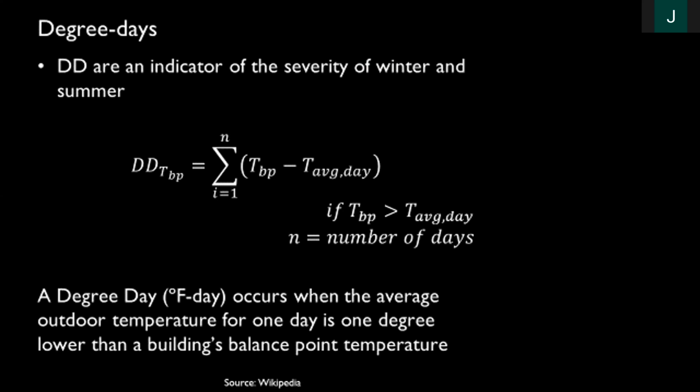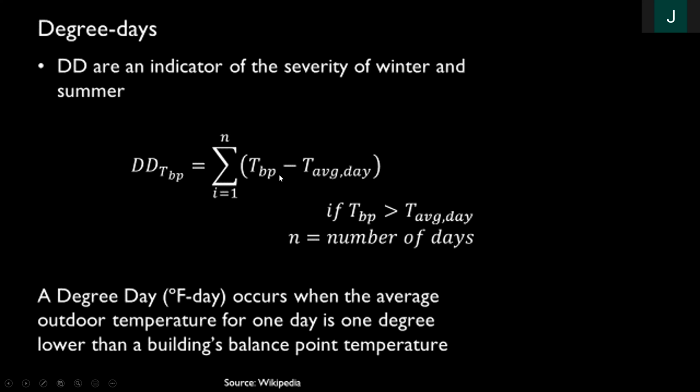So then that brings us to degree days. Degree days are an indicator of the severity of winter and summer. You could either have heating degree days or cooling degree days. We're mostly going to be focused on heating degree days. For a heating degree day, the units are degrees Fahrenheit days. And you account for them by looking at when the average outdoor temperature for one day is 1 degree lower than the building's balance point temperature.